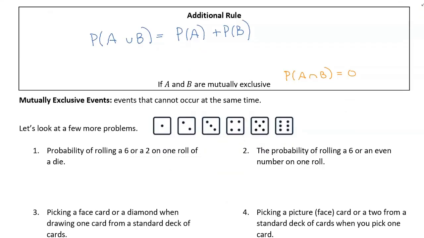We also learned a formula for the mutually exclusive events, and that is going to be the probability of A or B will equal the probability of A plus the probability of B, and that's it. Because the intersection for mutually exclusive events is 0. So now let's do a few practice problems using both of these rules.